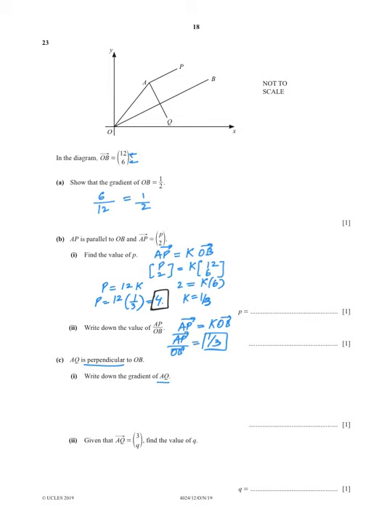Since it's perpendicular, we have the condition that m1 into m2 equals minus 1. The gradient of OB is 1 upon 2. That means the gradient of AQ is minus 2, the negative reciprocal. That is the answer. Given that AQ is equal to 3Q, find the value of Q. We have the gradient of AQ, so we can apply the working formula. Gradient is change in y upon change in x. Gradient is minus 2, equal to q divided by 3. So you can get the value of q, and that is equal to minus 6. That is your answer.